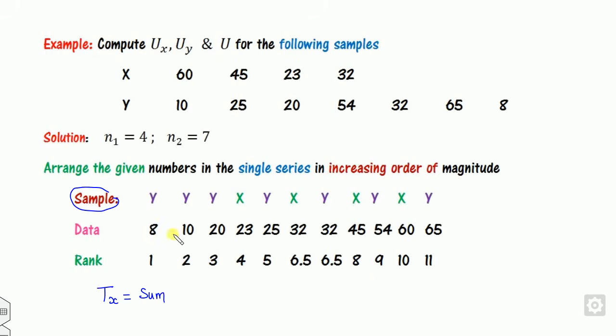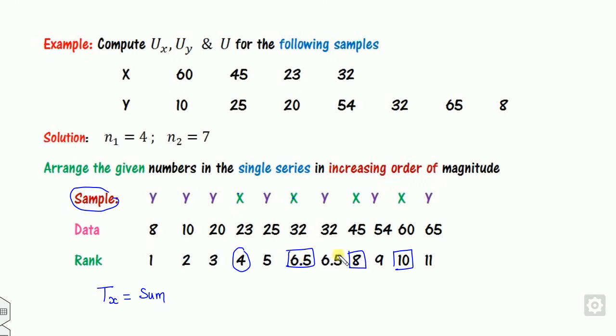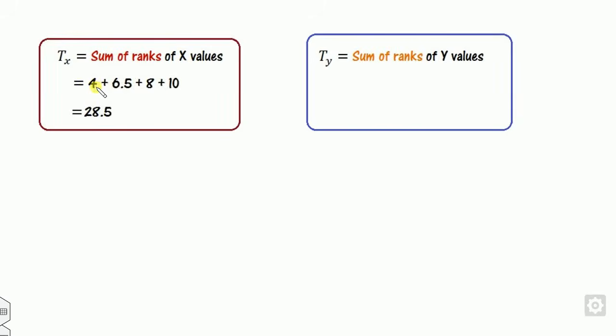Look at, in this sample, what are the values of x? Rank x: this value x, this value x, this value x, and this value x. So these 4 numbers are there. So the meaning of Tx is 4 plus 6.5 plus 8 plus 10, which is 28.5.